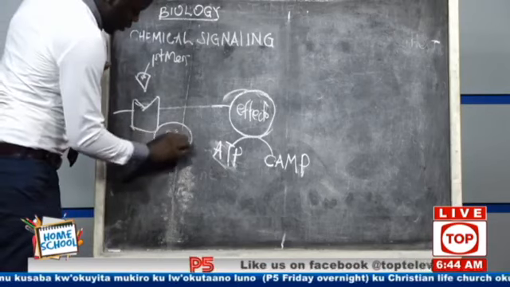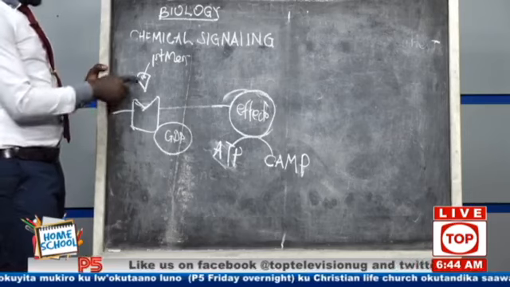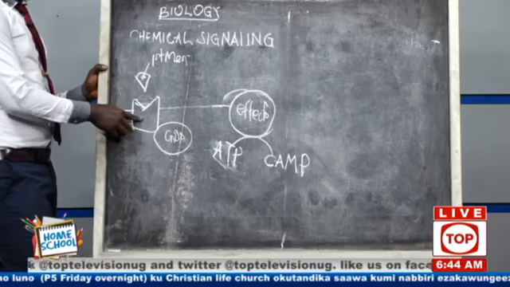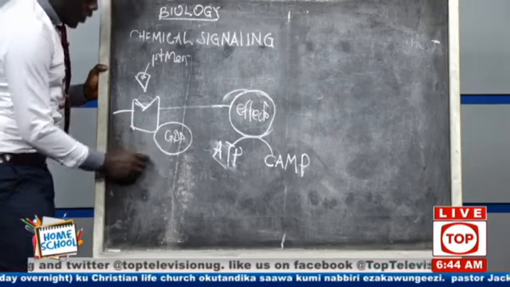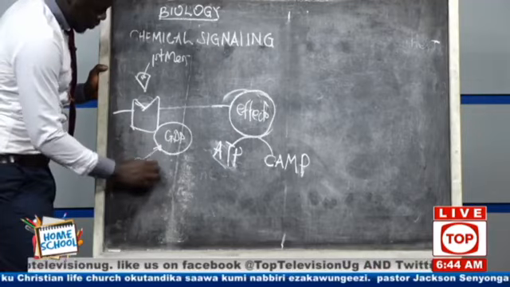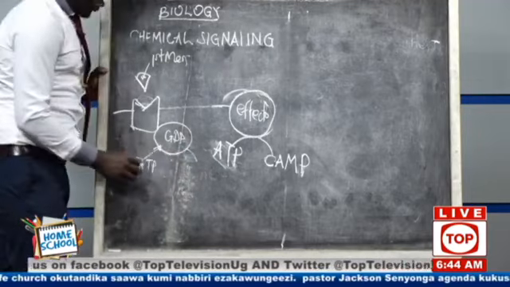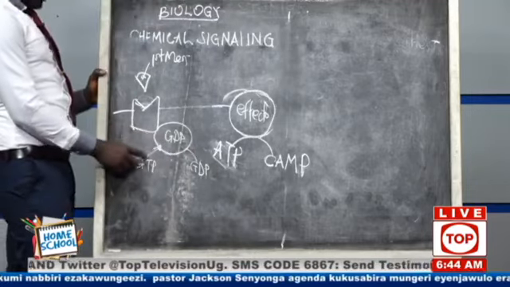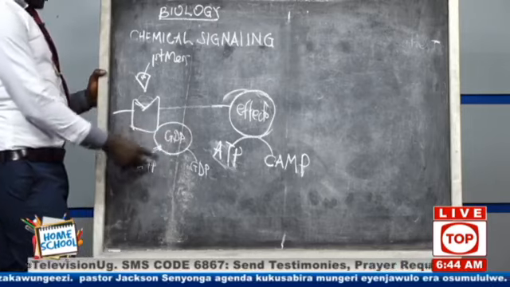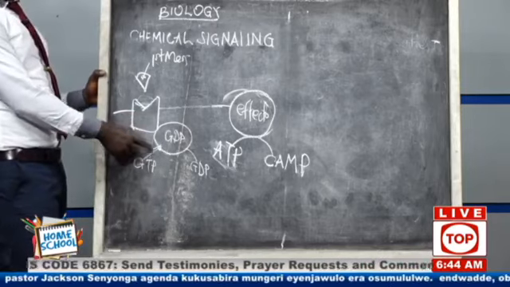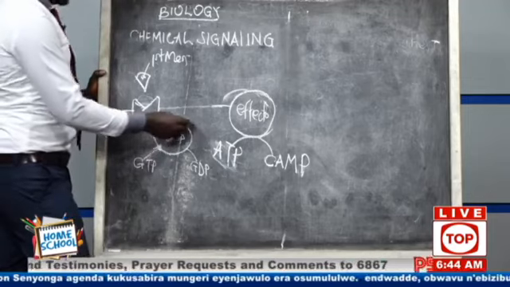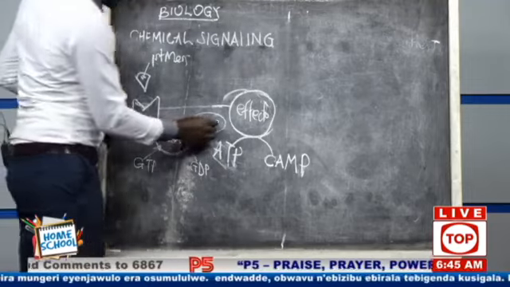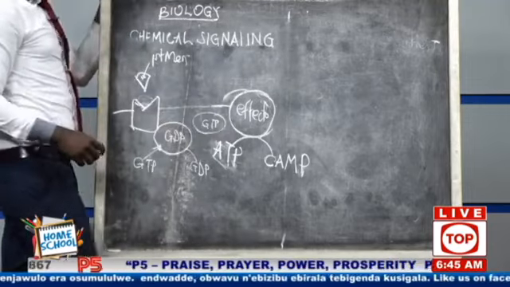This is GDP in its inactive form. When the ligand attaches here, it changes the conformation of the receptor, releasing GDP, so that we have GTP, guanosine triphosphate, replacing this diphosphate here. So GDP is replaced by GTP, and we have this relay protein. This protein having GTP conveys information to the effector, adenylyl cyclase.